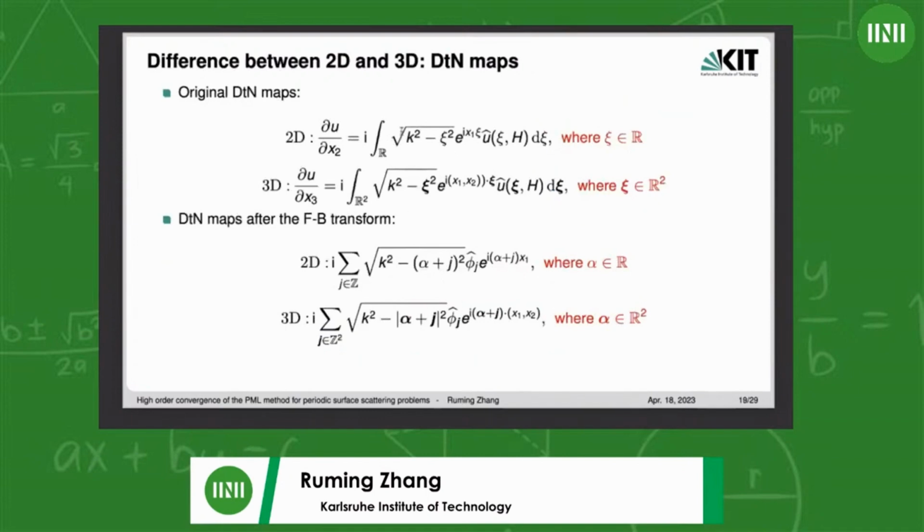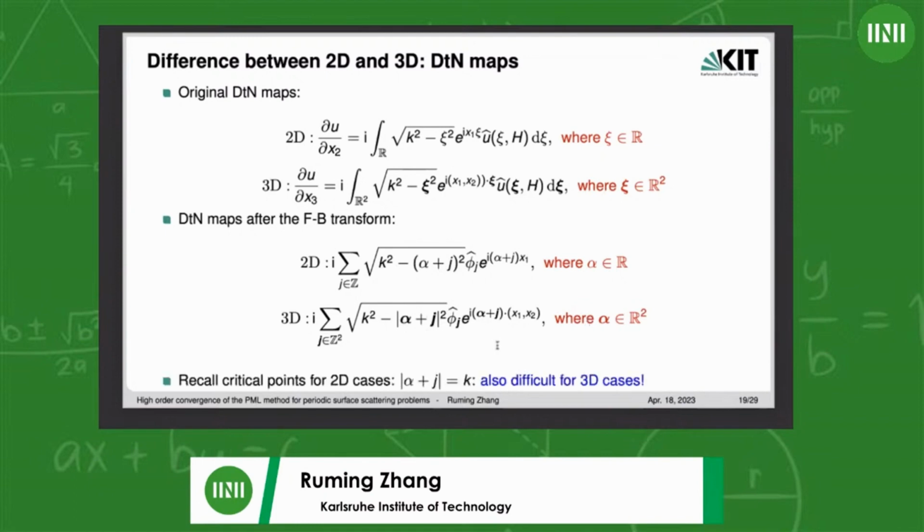So the difference between the 2D and 3D problems is the detour maps. You can see that in 2D the detour map is given in this way, where c is in R, but now the bold C is in R2. As for the 3D case, we still apply the Floquet-Bloch transform. For the Floquet-Bloch transform, we have a similar setup here. We have a different detour map where alpha and G are in 2D.